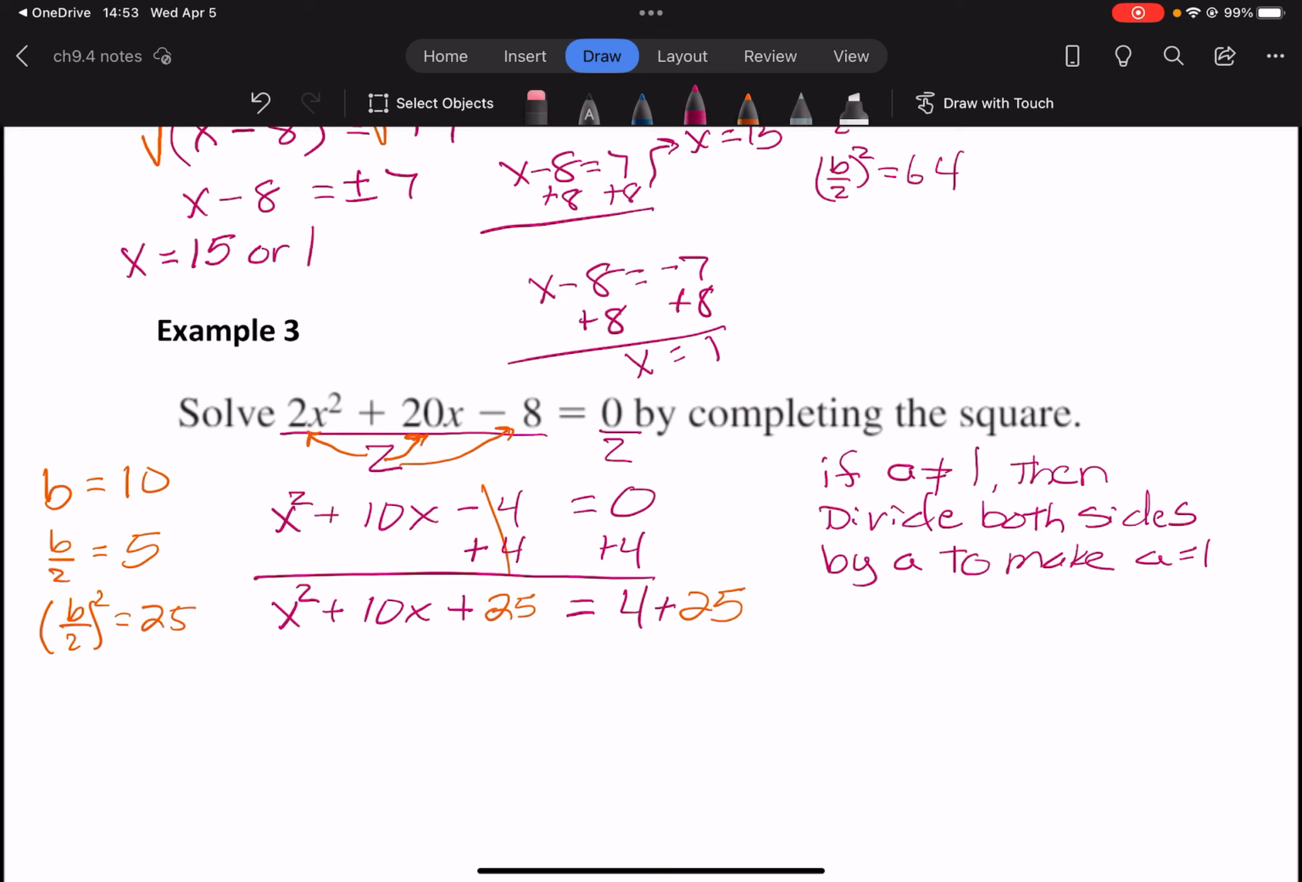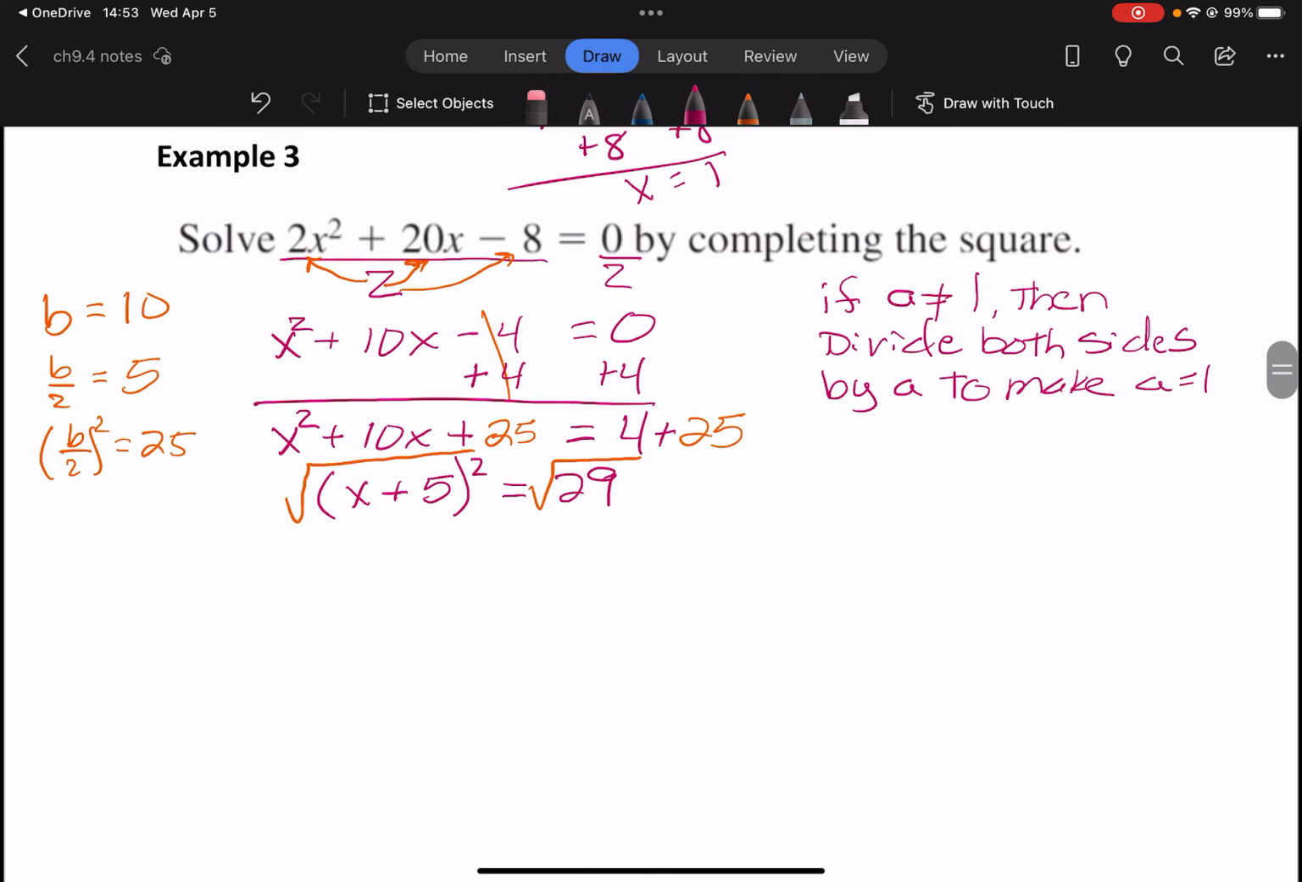And now I'm going to factor it. Remember, it is x, same first sign, which is plus, b over 2, which is 5, squared. 4 plus 25 is 29. So now I'm going to take the square root, okay? And so with the square root, I'm going to remove the square. I have x plus 5 equals plus or minus the square root of 29. And 29 does not simplify.